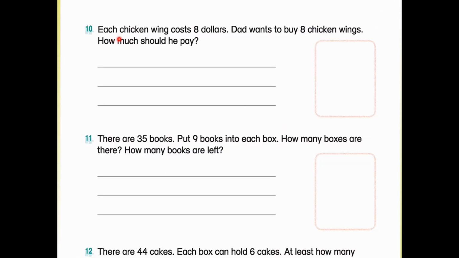So question number 10. Each chicken wing costs $8. Dad wants to buy 8 chicken wings. How much should he pay? So be really careful here. We are not working with division. So we know the cost for each chicken wing and we want to buy 8 chicken wings in total. So this is a multiplication problem.